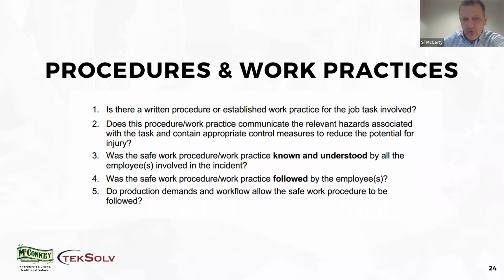The second section is procedures and work practices. Not unlike the tools and equipment, is there a written procedure for the job? And if so, does that procedure or work practice anticipate the relevant hazards associated with the task? And if it does, is that procedure or work practice known and understood by the employees involved in the incident and even others? And then if it's known and understood, is it being followed? And then finally, do production demands and workflow allow for the safe work procedure to be followed? So maybe we have something in writing which looks good on paper, but can't be followed based on the nature of the job or the work environment. That's what this question is getting at.